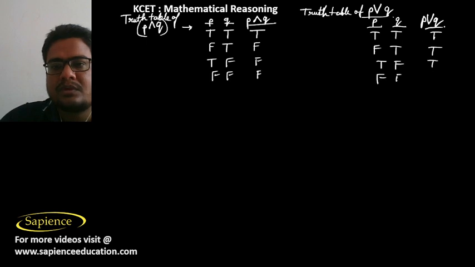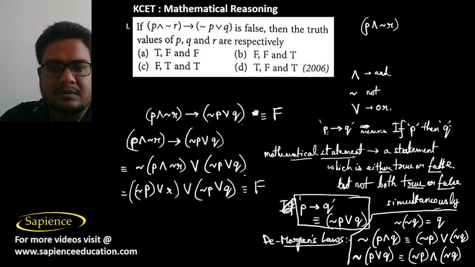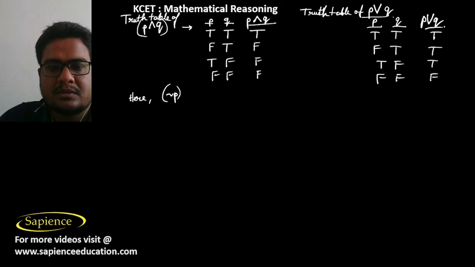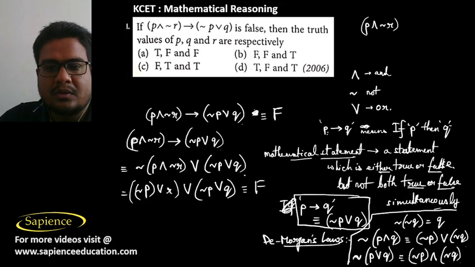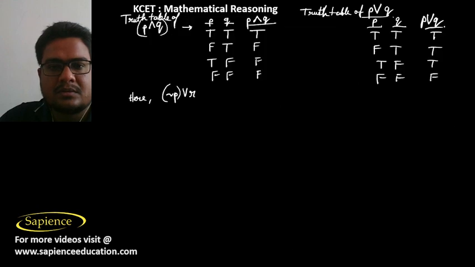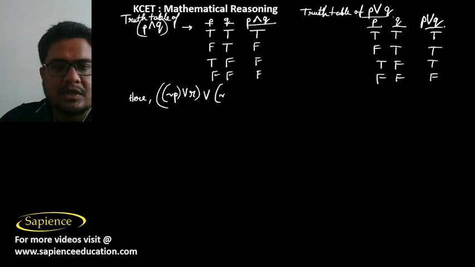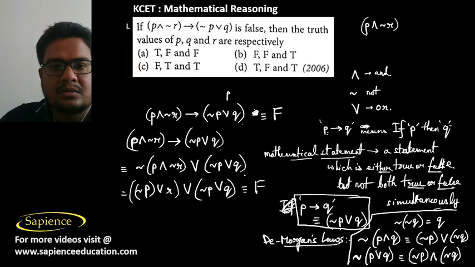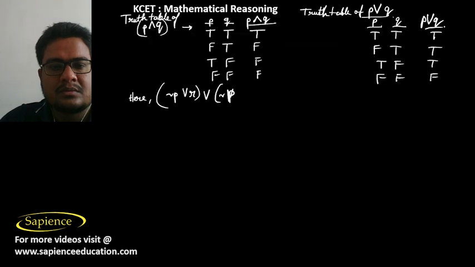And if both are false, then only it is false. So here, the statement is not P or R, or not P or Q. So this is false.